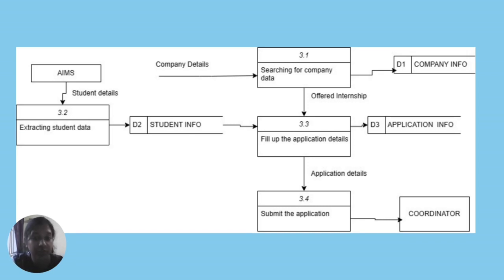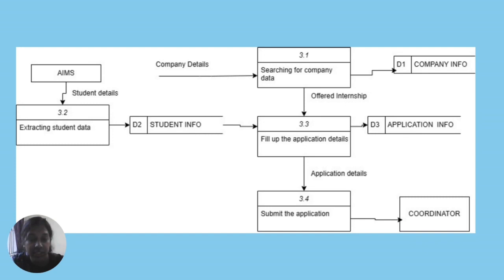After the students find a suitable company offering internship, they have to fill up the application details. The second process will be extracting student data from AIMS, which is stored as student info. This is because the basic student data will be automatically filled up in the application form. For example, the student's name, matric number, IC number, student email ID, and so on.